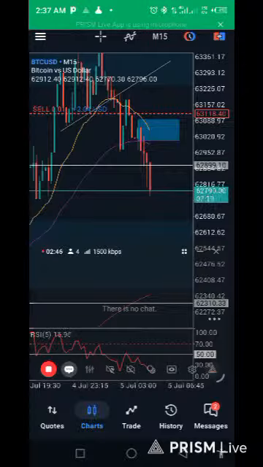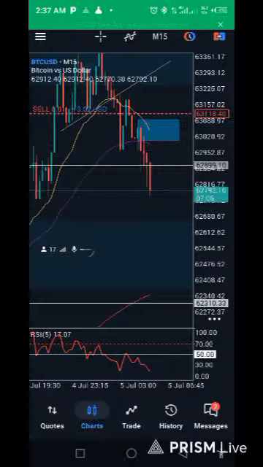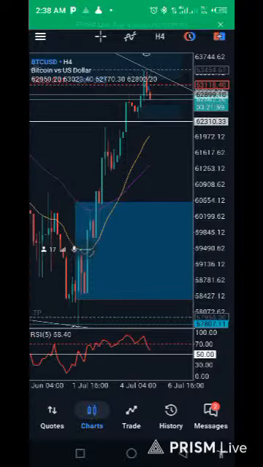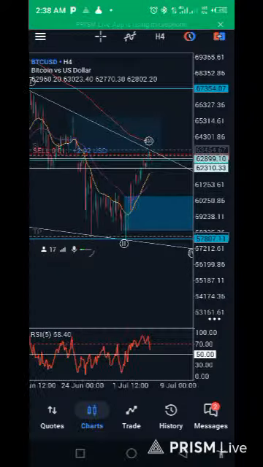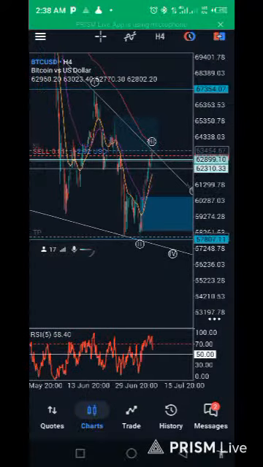Yes, the thing is, Bitcoin now is on an ending diagonal. It's on an ending diagonal. So that's just what it's doing now. Let me show you where the ending diagonal is on a 4-hour time frame. This is the ending diagonal. You can see it.